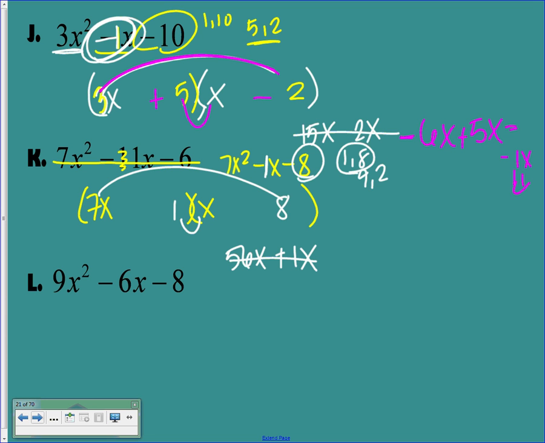So instead of 1 and 8, let's try 8 and 1. Now I can get a negative 1, right? If I check my outsides, I've got 7x, and I check the insides, I've got 8x. So to get a negative 1, I need a negative on the 8 and a positive on the 7. My 8 came from the insides, my 7 came from here, so there's my subtraction sign. Now we're on to K, which is also not on here, so I really don't know what happened. So we'll just use this page and we'll go to K.